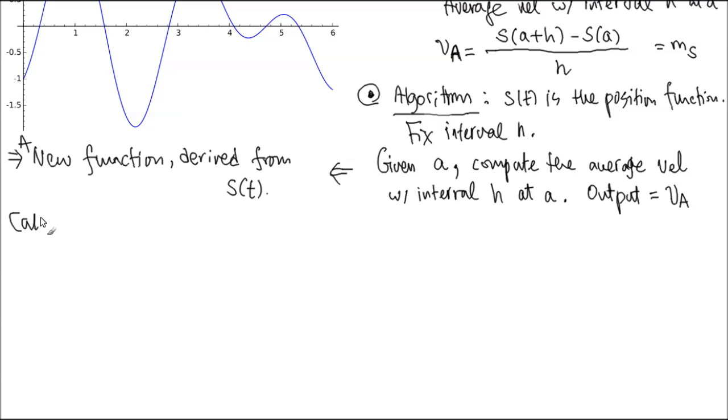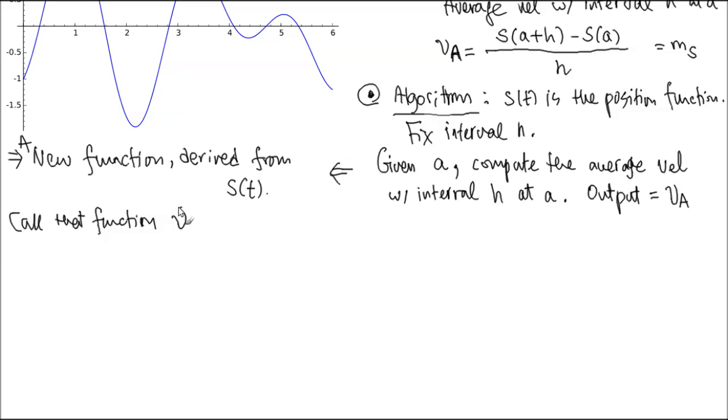Call that function. We're going to give it a name, right? When you have a function, you should give it a name, f and g and h, like that. So I decided to use this notation, v bar.